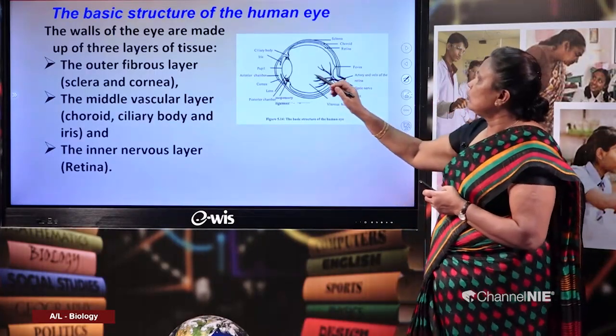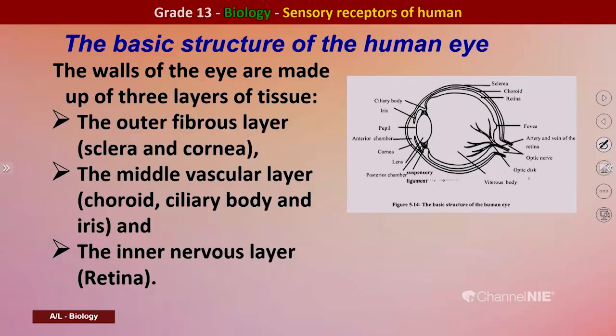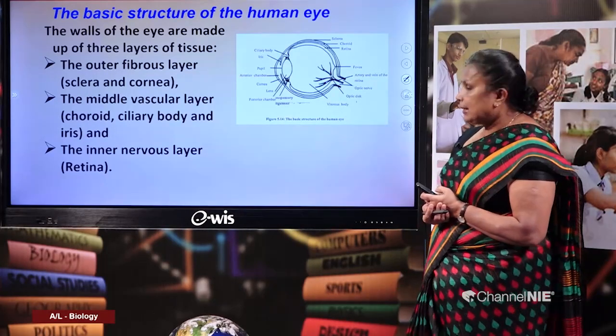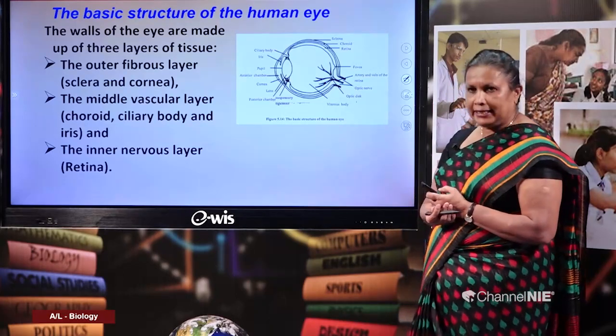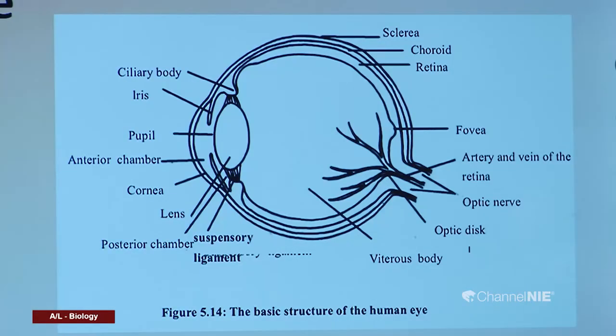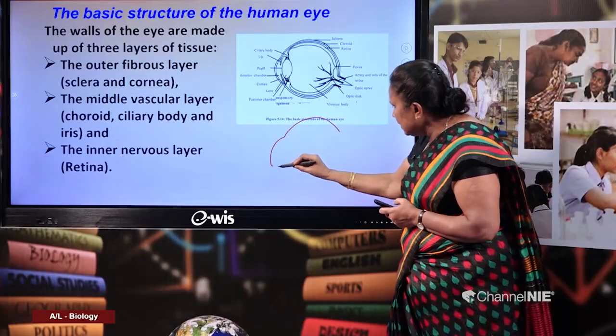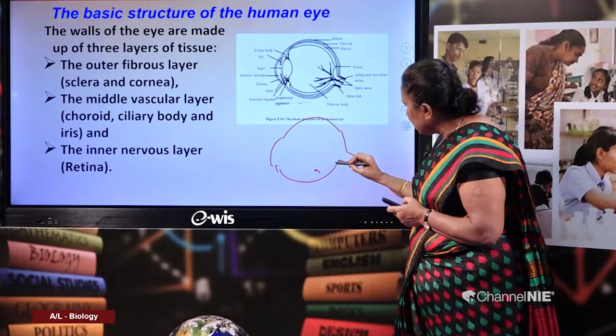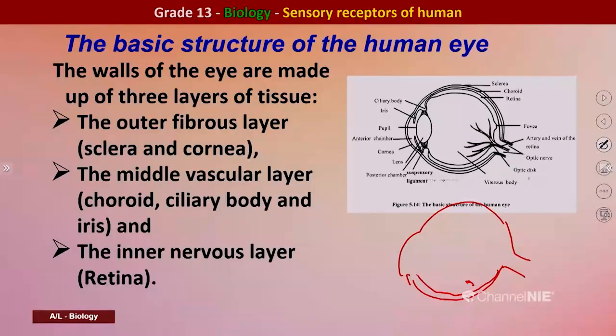Now I am moving into the basic structure of the human eye. The structure, as you see here, is made up of 3 concentric layers. This is the outermost layer, which is found around the eye like this. This one is called the outer fibrous layer.